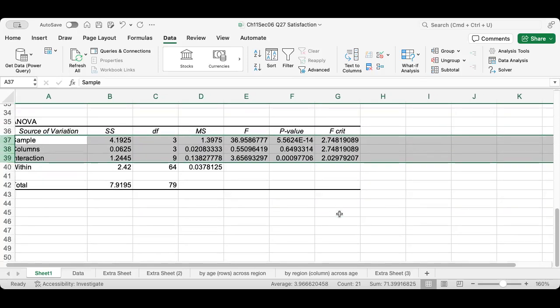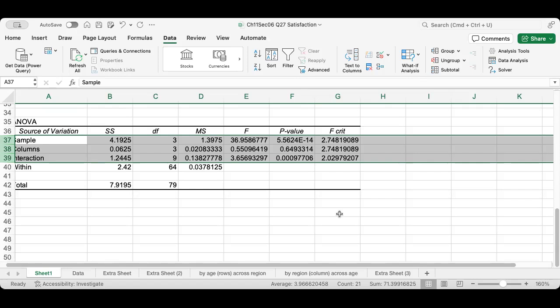Column effect. Does the column matter? P-value is bigger than 0.05, like 0.65. I can also look at the F value. The calculated F value is 0.55. The critical one is, sorry, 2.7. So with the F being too small, I'm in the white region of the graph. I don't reject. My P-value is too big. I'm not out in the tail.